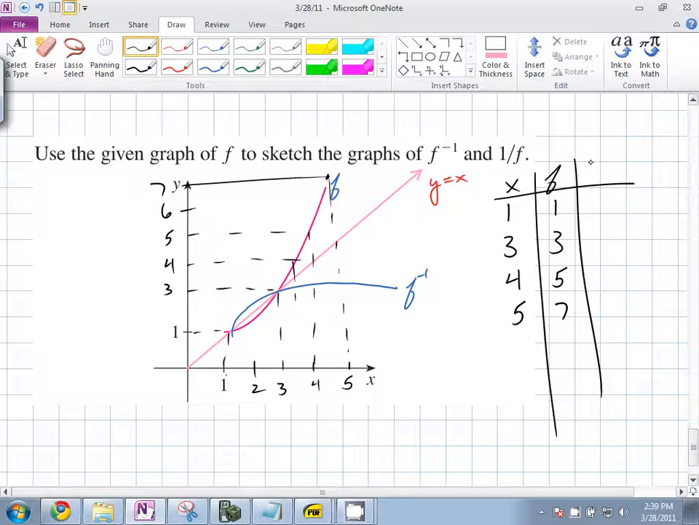So what do we need to graph? 1 over f. So our next column is 1 over f. So what's it going to be? 1 over 7, right? So if we actually graph this out, it's going to start there, and it's going to go to 1/3, 1/4, 1/5, it's going to keep going like that. So what does this look like?